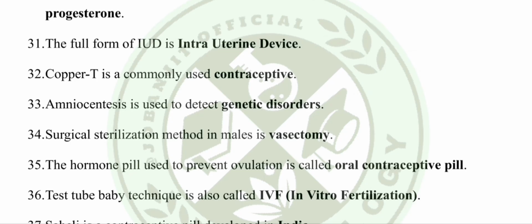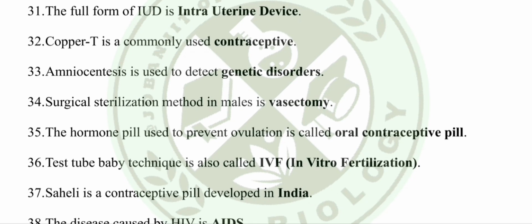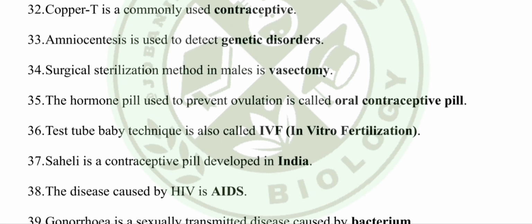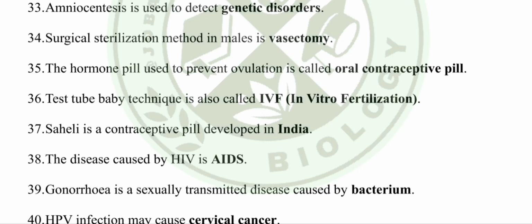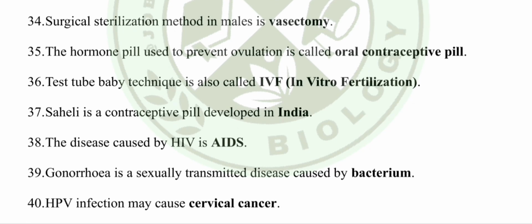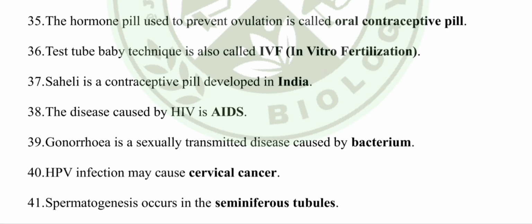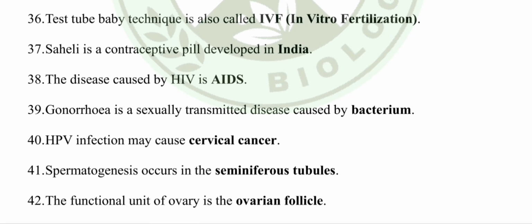31. The full form of IUD is intrauterine device. 32. Copper T is a commonly used contraceptive. 33. Amniocentesis is used to detect genetic disorders. 34. Surgical sterilization method in males is vasectomy. 35. The hormone pill used to prevent ovulation is called oral contraceptive pill.